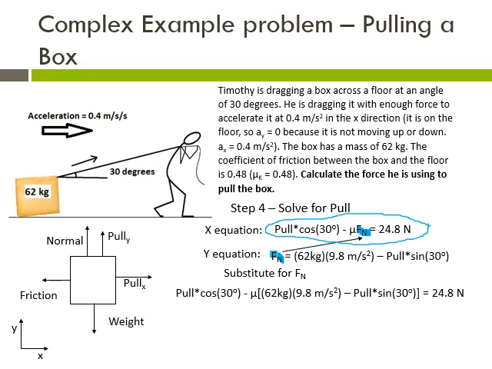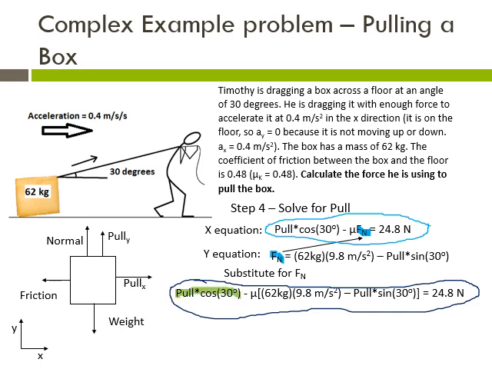The x direction equation, you see all the pieces are there. We have pole times cosine 30 minus mu times force normal equals 24.8 newtons. Okay, are you ready? Let's look down here at the giant messy equation. You'll see all the pieces are there. It's the same pieces. We still have pole cosine 30, right? Pole cosine 30 is still there. That hasn't changed. That's still our friend.